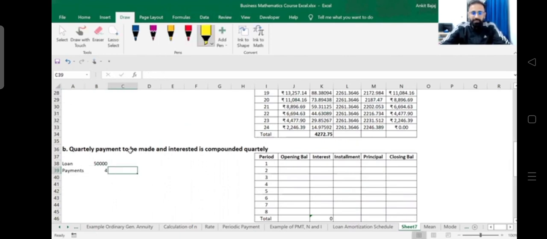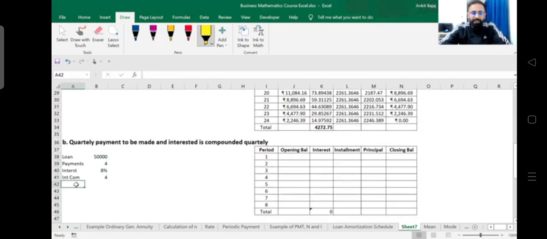Quarterly means 4 payments in a year. The interest is 8%, and compounding is quarterly, so interest is compounded 4 times in a year. Now we have to find the effective interest rate. Here the interest compounding duration and the payment duration are the same, so we don't have to apply any formula.